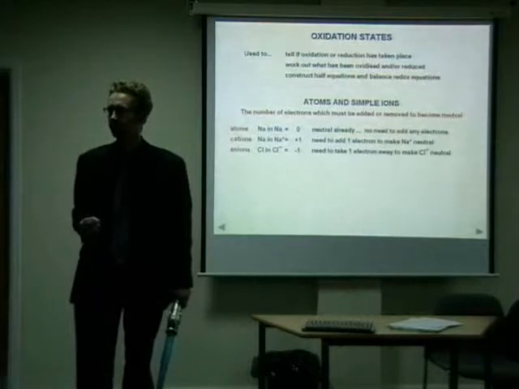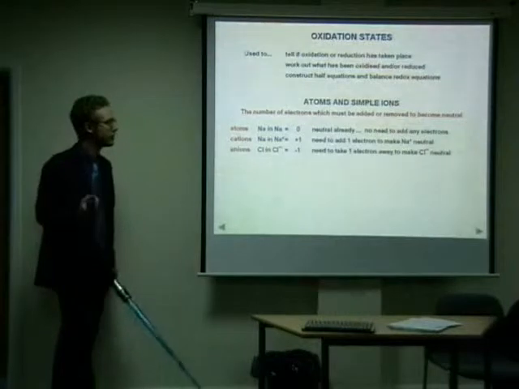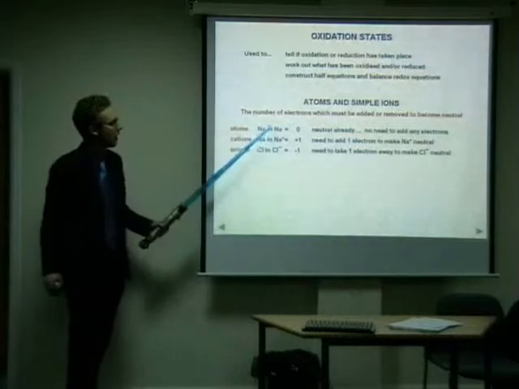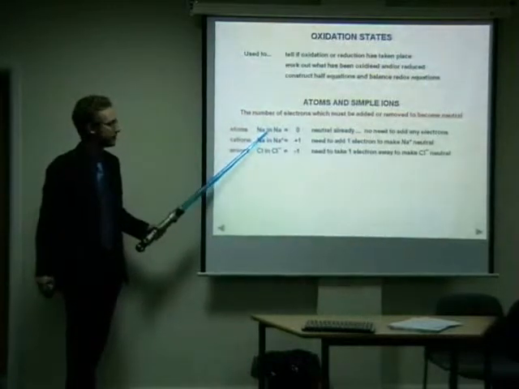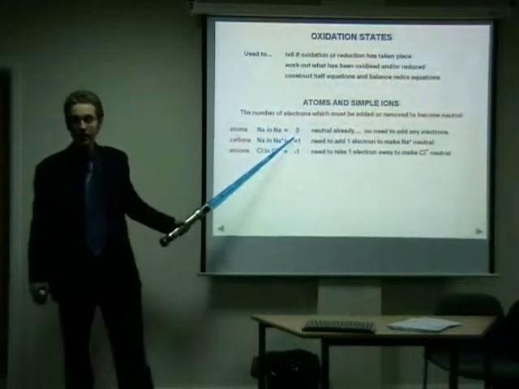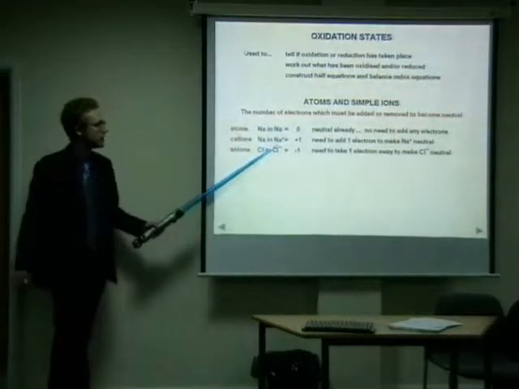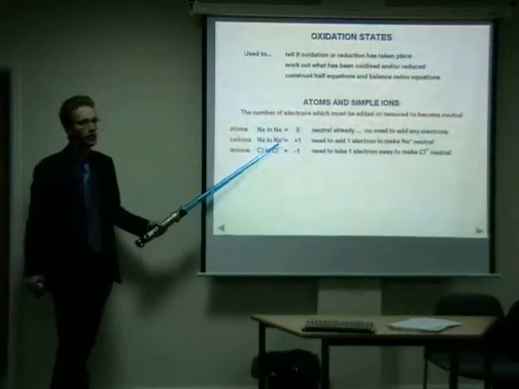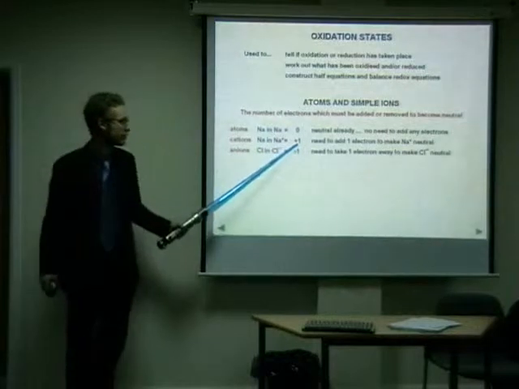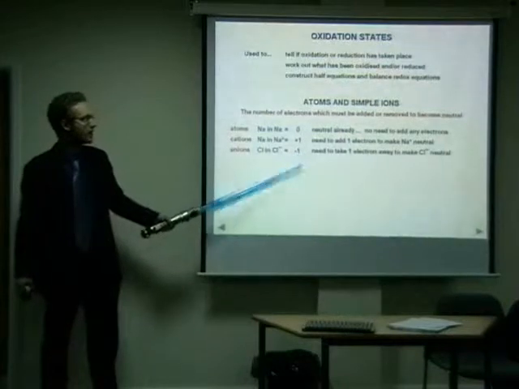Oxidation states. To begin with, these are a bit tricky, but then you get your head around them, and they're really, really easy. So, sodium. In sodium, it's got an oxidation state of 0. Any element in its standard state has oxidation state 0. When sodium becomes Na+, we say it's got an oxidation state of +1. When chlorine gains an electron, it's got an oxidation state of -1.